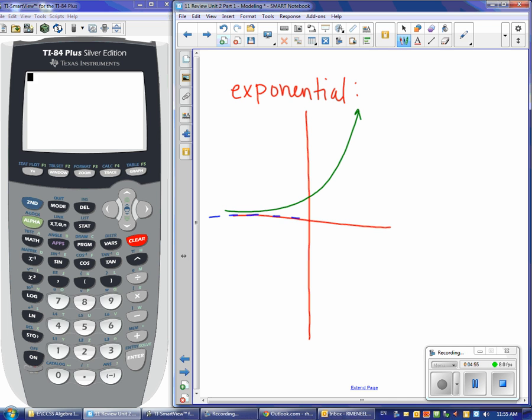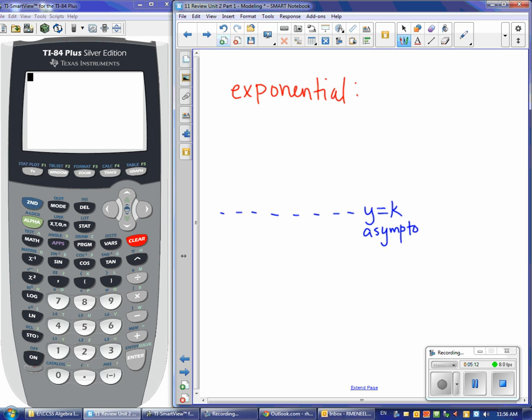Actually, let me change this, sorry. Let me make it a little bit more general and not even put on any axes. So let's say this is my horizontal asymptote. This is going to correspond to y equals k, my asymptote. If my function is like this, then I know my range is going to be that y is greater than k.